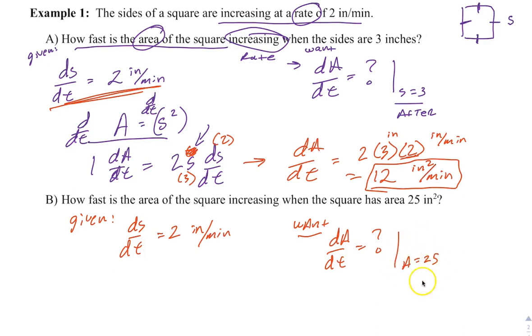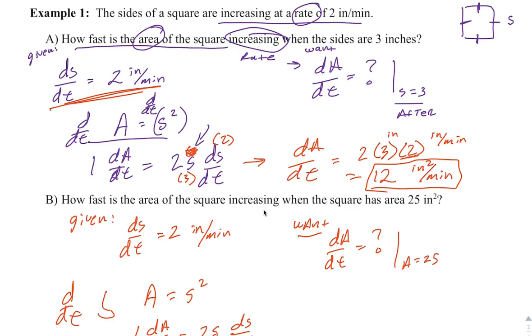Let's flip it again. Not a constant: area is constantly changing, but the side is not constantly changing. We're going to use that at the end to plug stuff in. Other than that, it's the exact same problem. So what's our equation? Area equals side squared. Let's take a derivative with respect to t of both sides. d/dt, so I get 1 dA/dt equals 2s ds/dt.